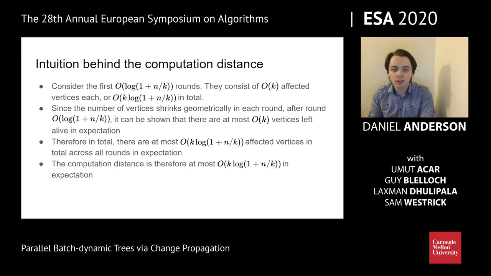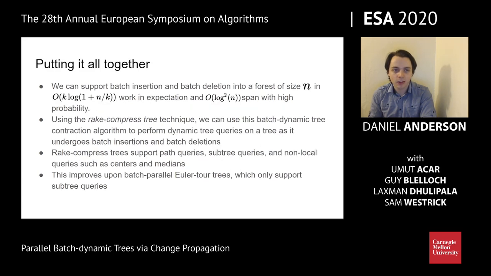Adding these up, we can conclude that there are at most order k log(1 + n/k) affected vertices in total across all of the rounds in expectation. Therefore, we can deduce that the computation distance is at most order k log(1 + n/k) in expectation. The work bound therefore matches that of batch parallel Euler-Tour trees.